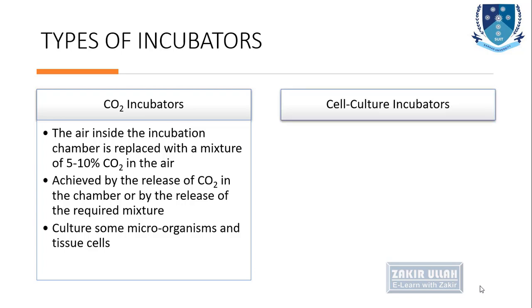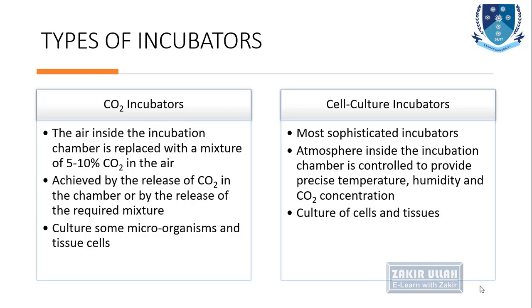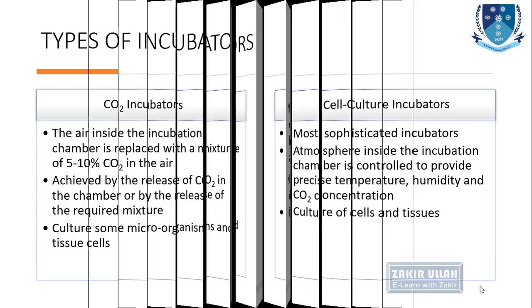Cell culture incubators are the most complex and sophisticated types of incubators. The atmosphere inside the incubation chamber is controlled to provide precise temperature, precise humidity, and the gas concentration, which is carbon dioxide. And these kinds of incubators are usually present in advanced research laboratories to culture different types of cells or tissues. So these are the different kinds of incubators used in different laboratories.